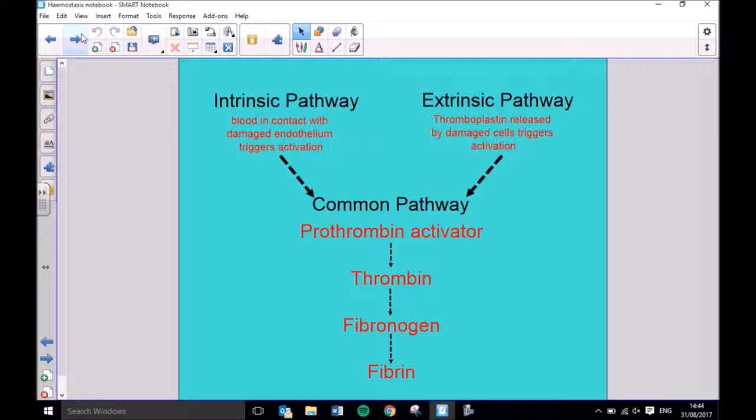There's a lot of steps involved. There's a lot more dominoes in the intrinsic pathway than the extrinsic, so it takes longer. But we're talking about less damage, and therefore it's less of an issue if it takes a bit longer.